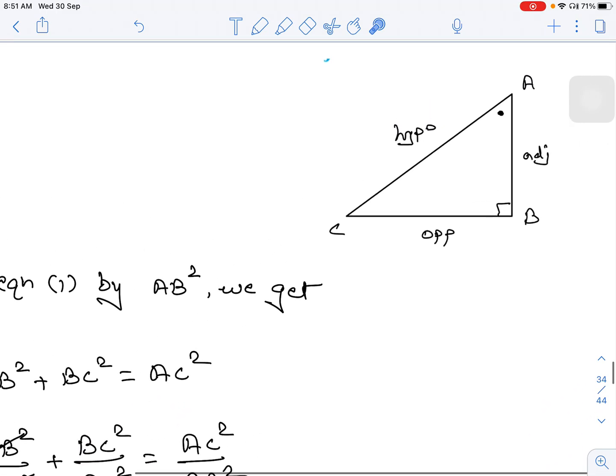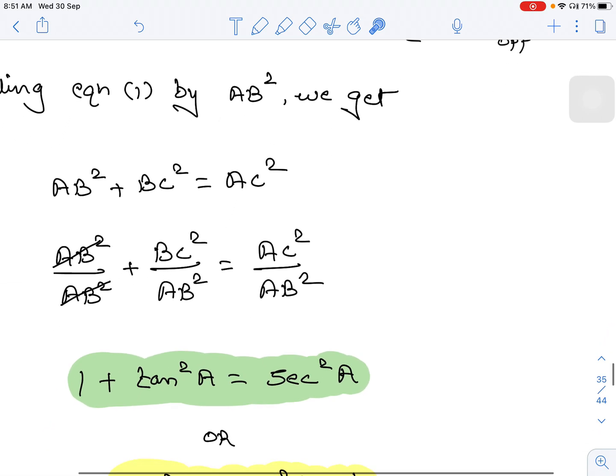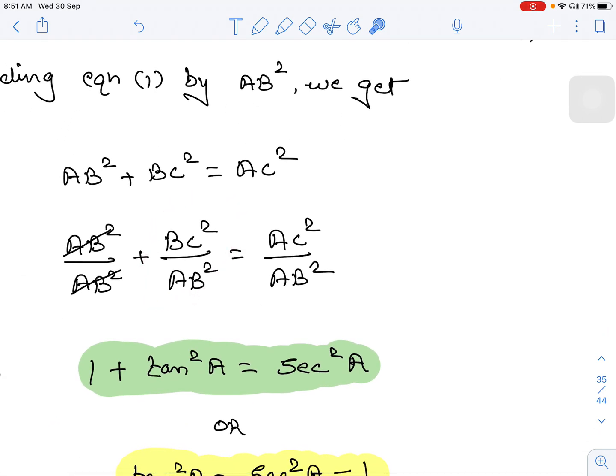So look at this triangle. Now BC is what? Opposite. AB is adjacent. So which ratio is this one? Opposite upon adjacent. So it is nothing but tan. So what do we get instead of this one? We get it as tan square A.